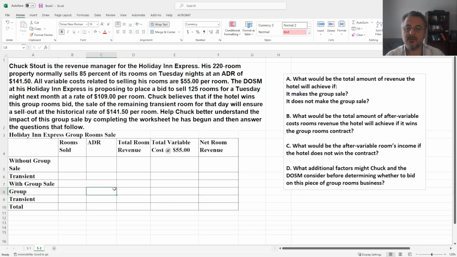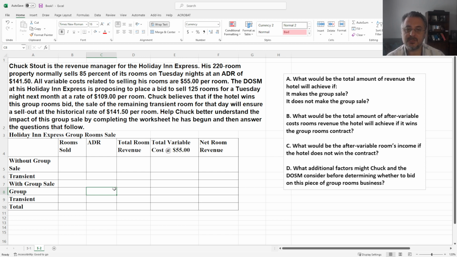Chuck is the revenue manager for the Holiday Inn Express. 220 rooms, usually sells for 85% of the price of $141.50. Variable costs are $55. The director of sales and marketing comes with the proposal. It says they're going to sell the 125 rooms to a group for $109 per room.